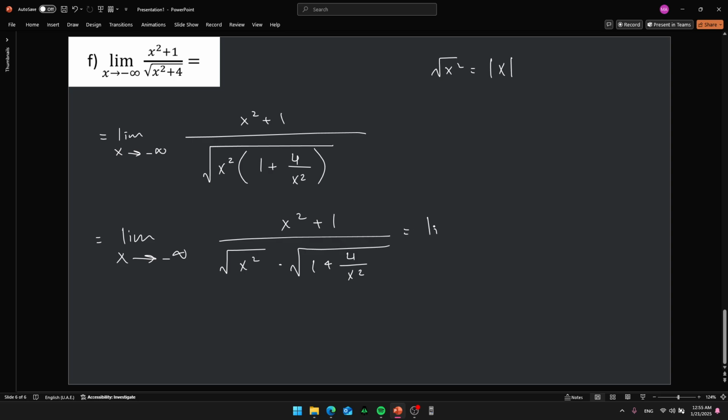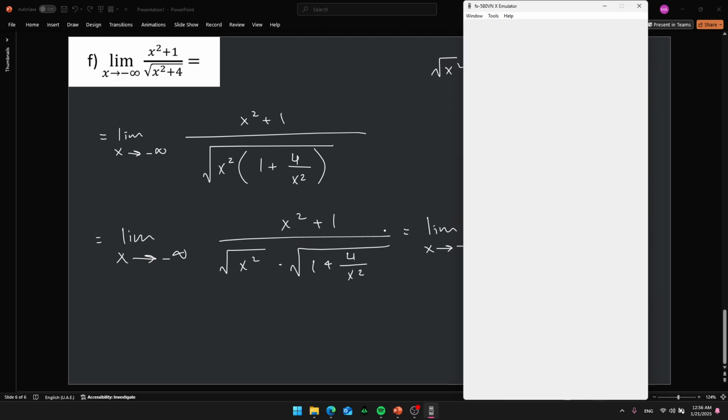So we can substitute. Instead of writing root of x squared, we'll write absolute value of x multiplied by, now think about it, root of 1 plus 4 over x squared. As x approaches negative infinity, to a very extremely large number. So if I put here a very large number, it would equal 0, right?